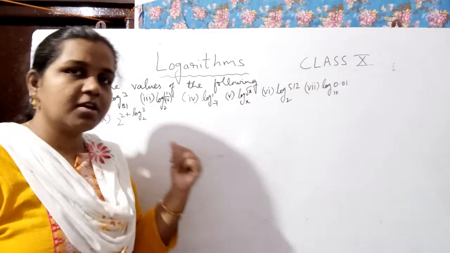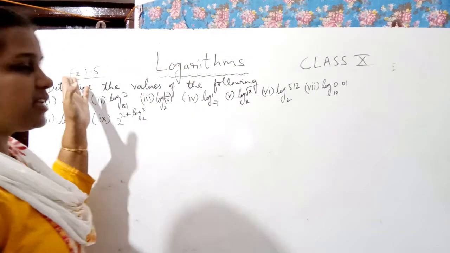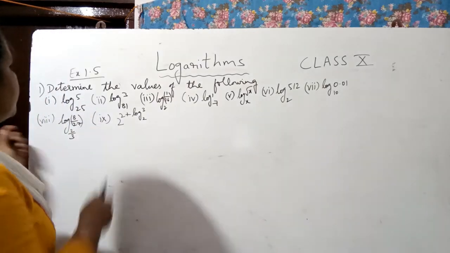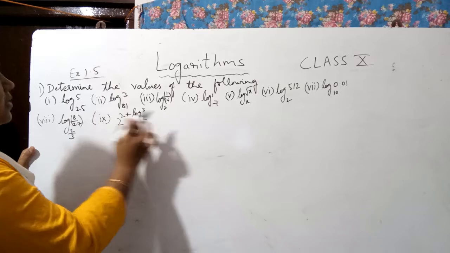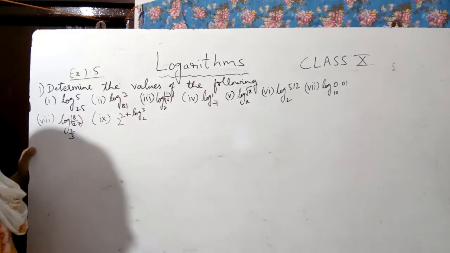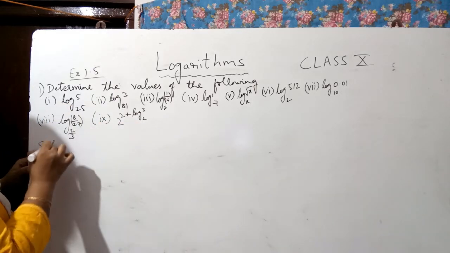Hello all of you. So we are doing logarithms exercise 1.5. The first question: determine the values of the following. There are many bits under this one, almost 9 bits. So we'll write the solutions for this one.